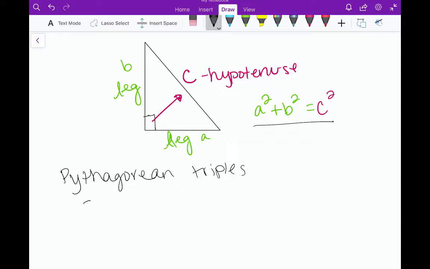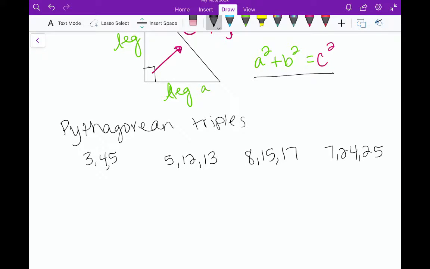The ones that you need to know are 3, 4, and 5; 5, 12, and 13; 8, 15, and 17; and 7, 24, and 25. If you know those, then you know a lot more because any multiple of these is also a Pythagorean triple. So for instance, if I double the first Pythagorean triple, I get 6, 8, and 10. So that would be another Pythagorean triple. Same thing here: 10, 24, and 26. 16, 30, and 34. So 14, 48, and 50.